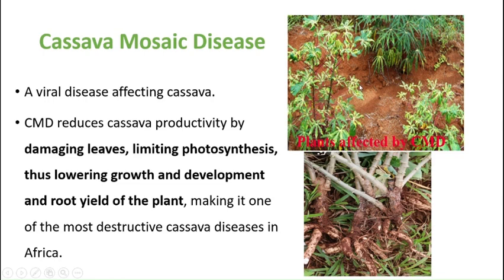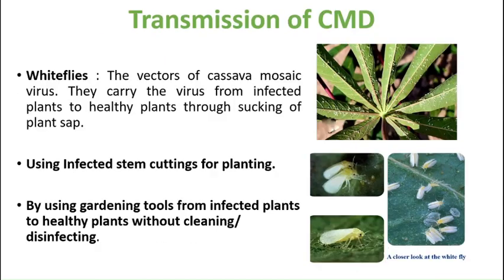So we can see from picture one that the plant generally is having scorched leaves, which leads to stunted growth like in this plant. And in the second picture, we are seeing root tubers that have been harvested, which are really very small in size, all because of the cassava mosaic disease. So next, we can look at how this disease is transmitted.